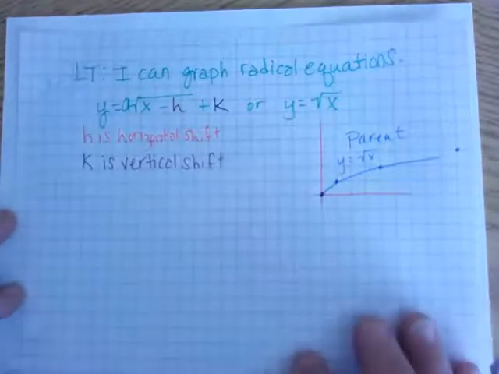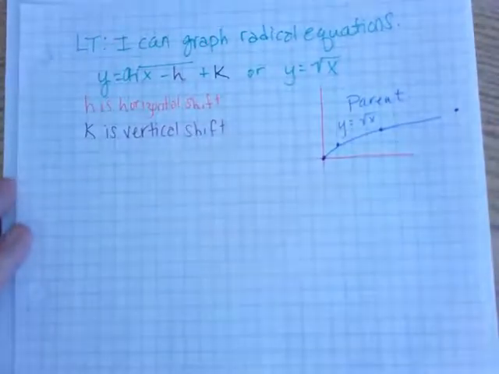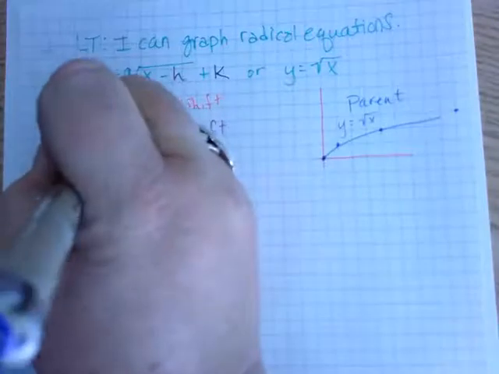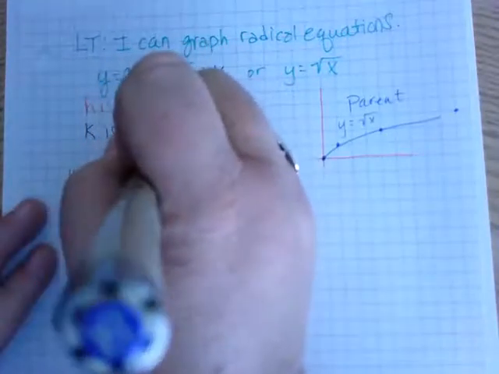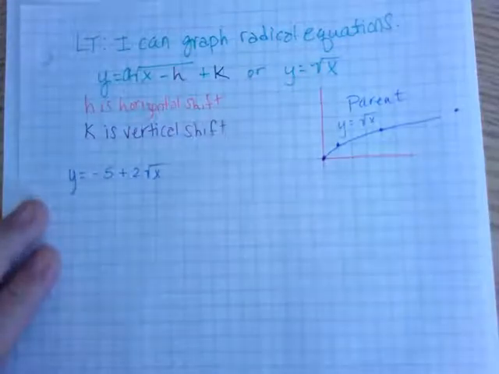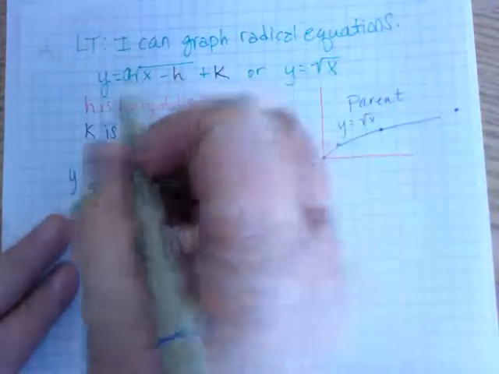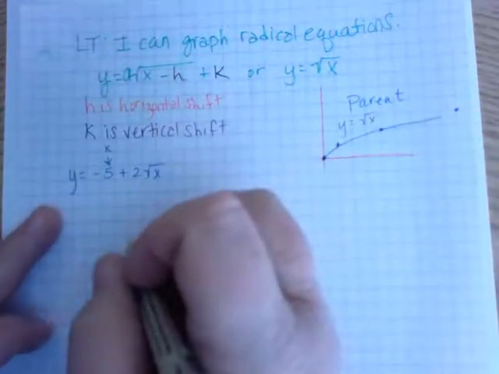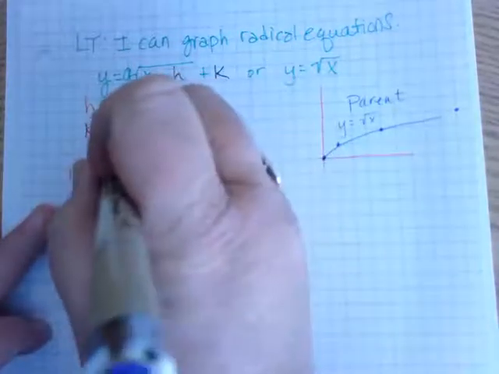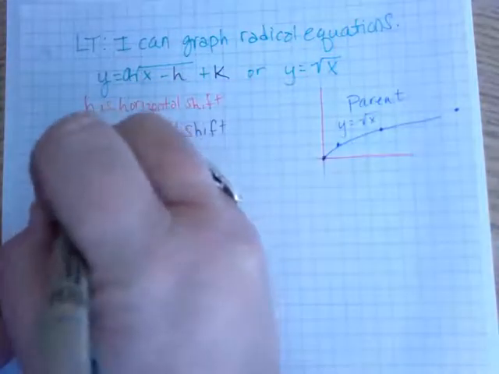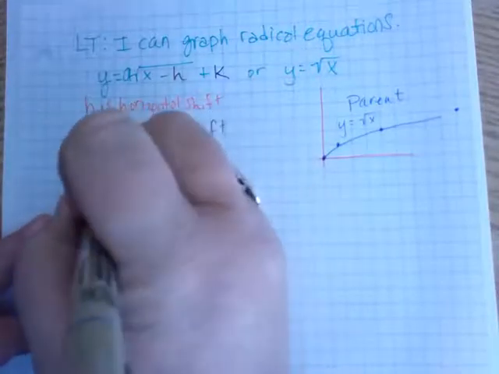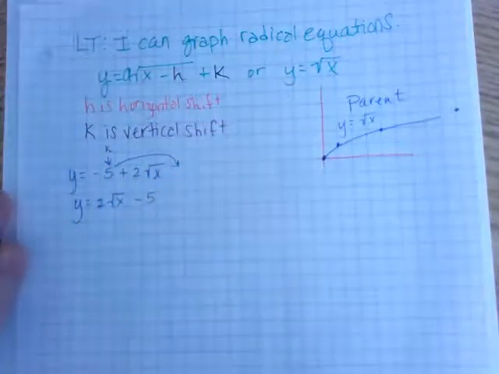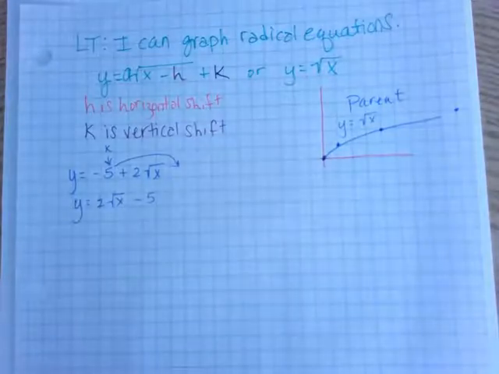different radical equations. So the first one we're going to look at is this one, y equals -5 plus 2 root x. Now, they have actually put the k in the front. This is your k, and I'm going to relocate it so that it looks like I'm used to, behind the radical. So I'm going to rewrite this, y equals 2 root x minus 5, making sure that I don't put this -5 under the radical because it doesn't actually belong under the radical.